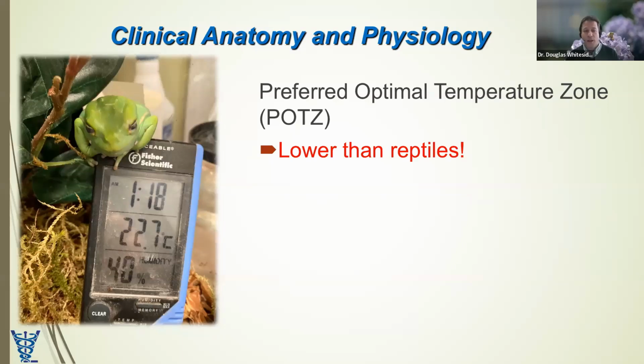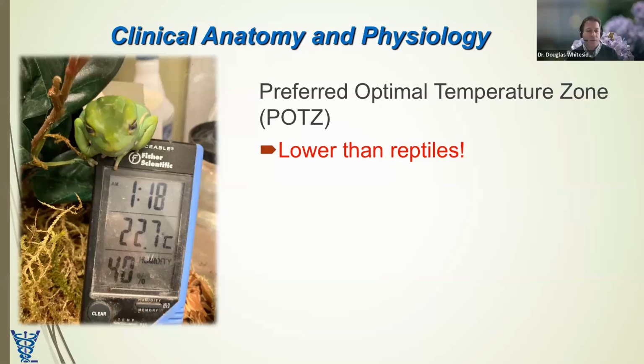And probably the first thing to realize is that amphibians are not small reptiles, and most of you already realize that. But when it comes to their preferred optimal temperature zone, they tend to be much lower than we see in our reptile species. So this is Phelps. He's one of our waxy tree frogs at the zoo. He's actually the frog that I've had to do the most surgeries on.